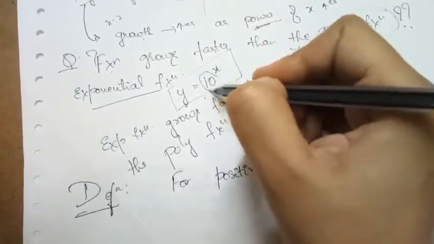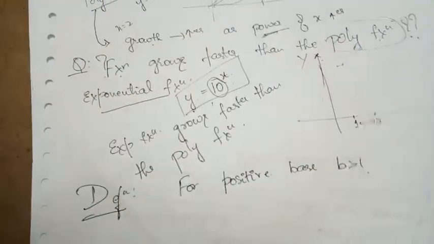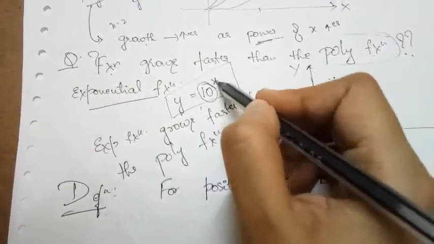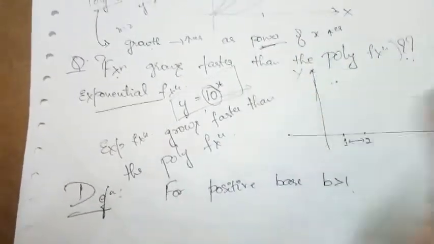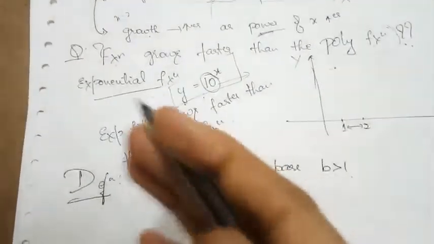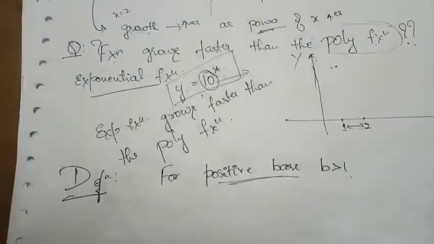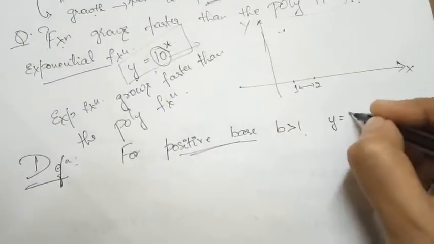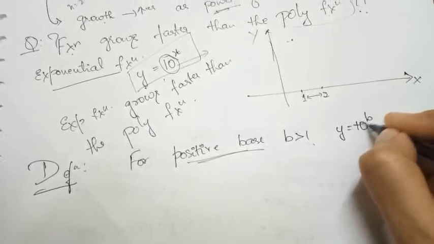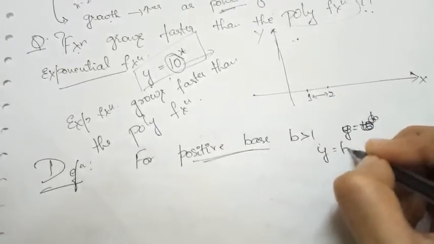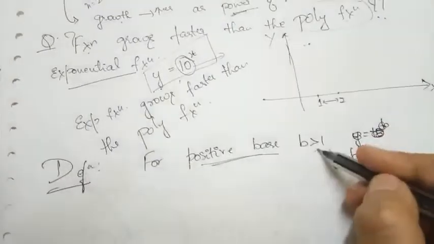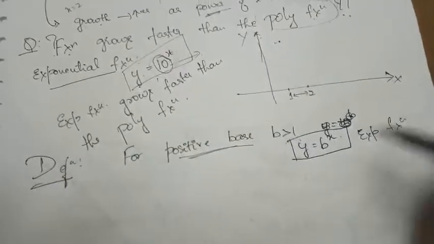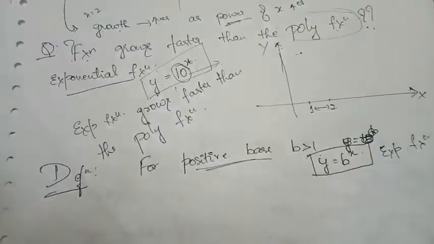What I considered here, this is the base and this is the exponent or the power, right? As I said, y is equal to some constant to the power x. So this was a constant. When it comes to the exponential, it should be a positive base, which is b greater than 1, and it will be represented as y is equal to b to the power x. Such a function is called an exponential function, where b is some positive base which is greater than 1.